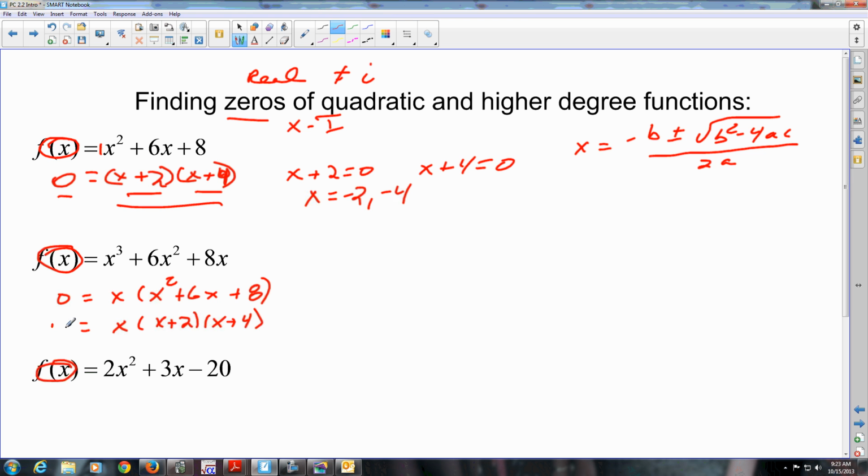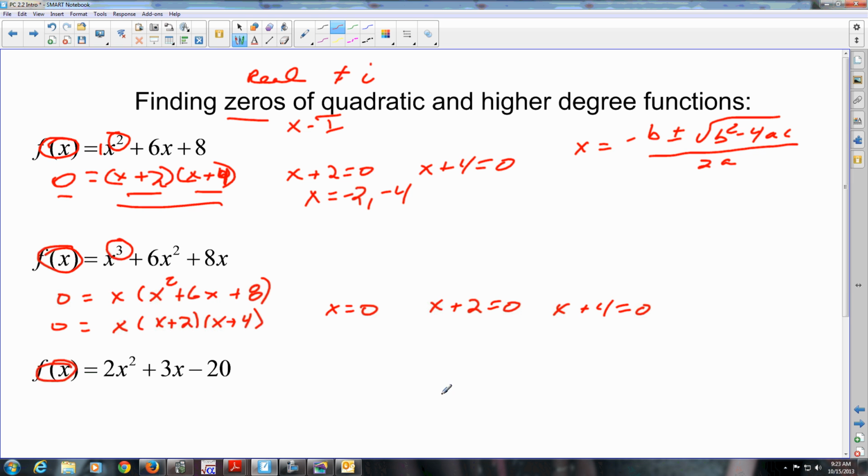It still equals 0, so now you're going to set all three pieces equal to 0. X is equal to 0, x plus 2 is equal to 0, and x plus 4 is equal to 0, and solve them all. So you're going to have 3 answers. Notice the degree is 3, you have 3 answers. The degree is 2, you have 2 answers.